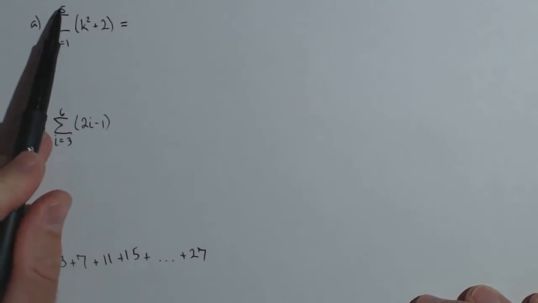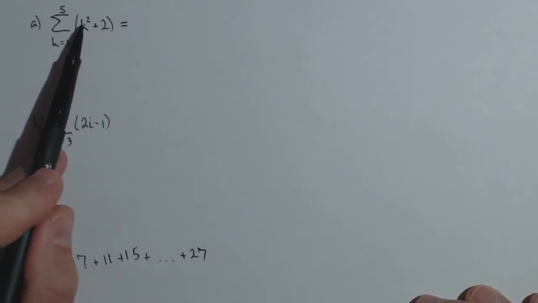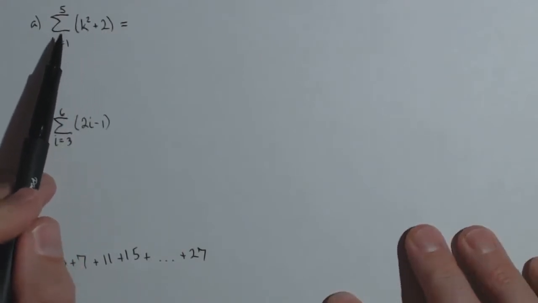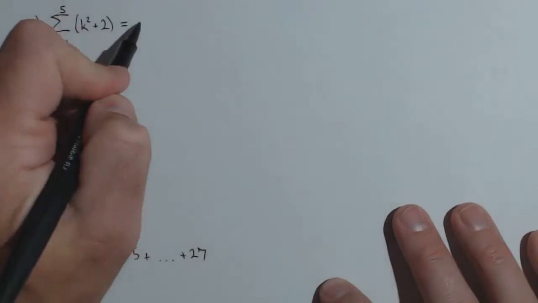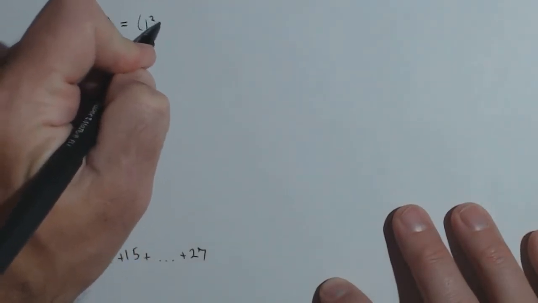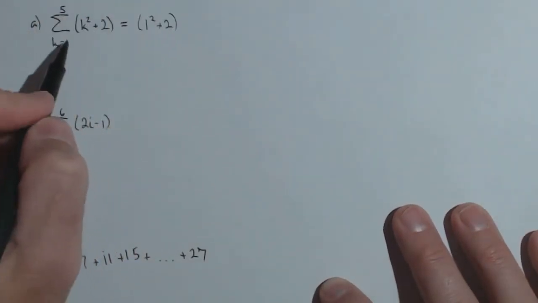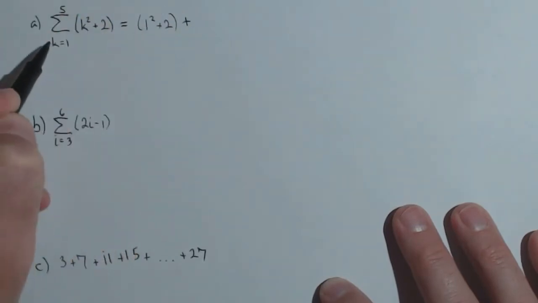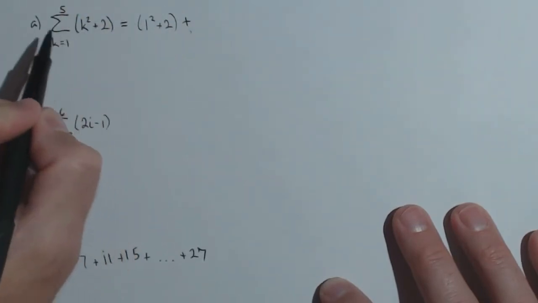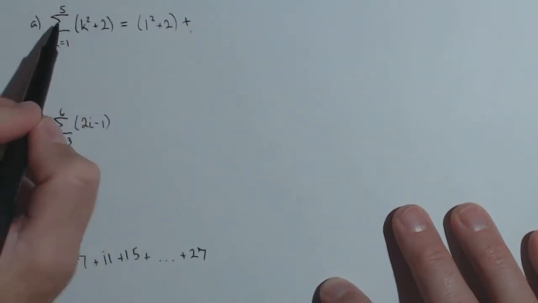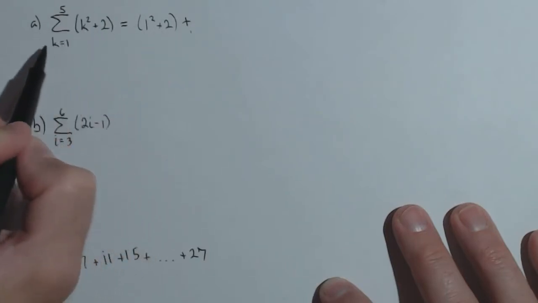k is starting at 1 and going up to 5, and we're going to insert this number into here. This tells us what to do. And then it goes up each time. So we start with k equals 1. So our first term is going to be 1 squared plus 2. And then for our next term, we put in a plus. The sigma means a sum, which means we're going to add each of these individual terms.